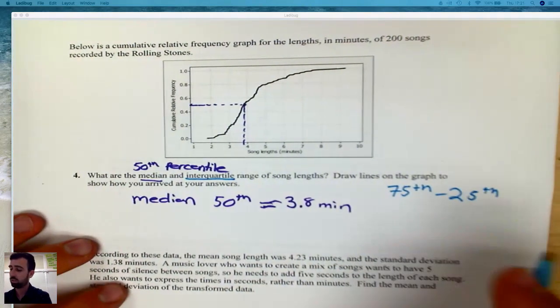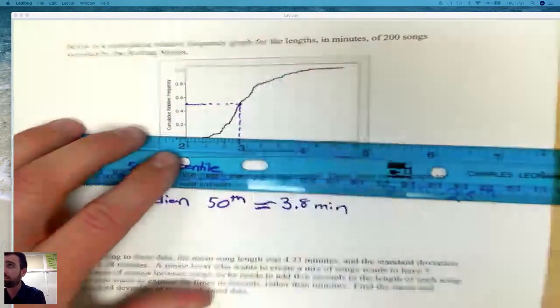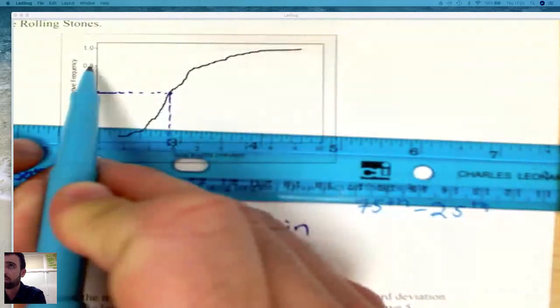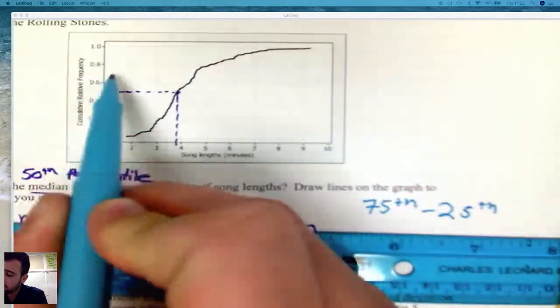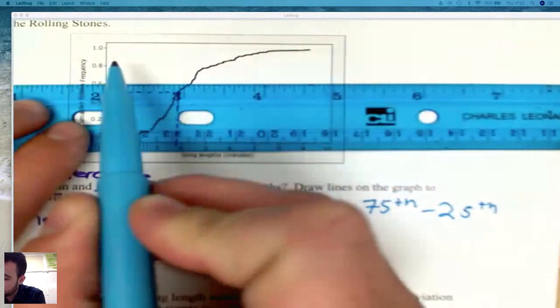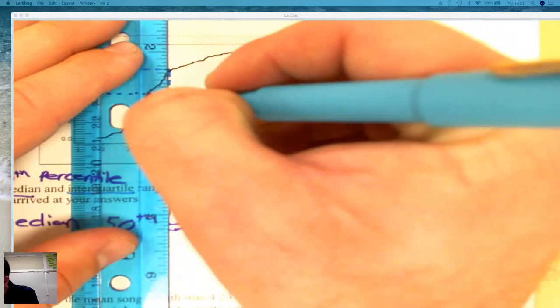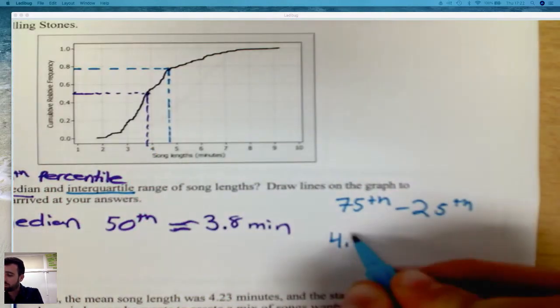So let's look at the 75th percentile. Again, we're going to find on our graph where exactly the 75th percentile is on our frequency. So it's going to be between 6 and 8. And then in between that halfway mark, so it's going to be probably around here. That might be a little high. And then from there, we'll go straight down, which looks like it's about 4.75.